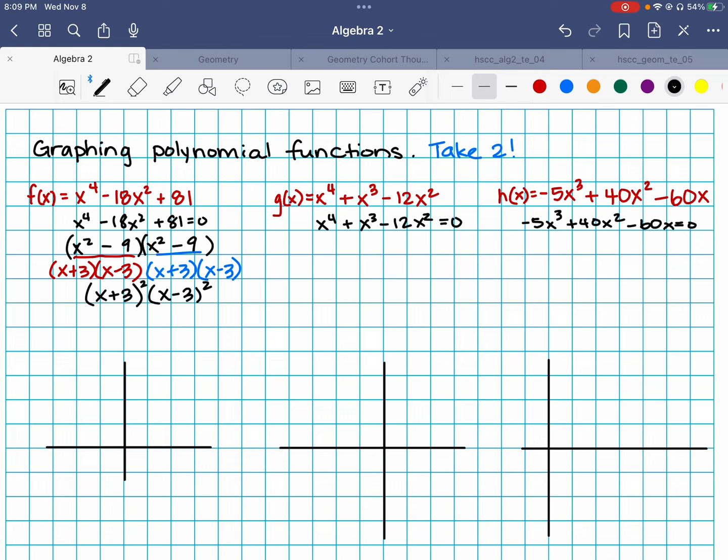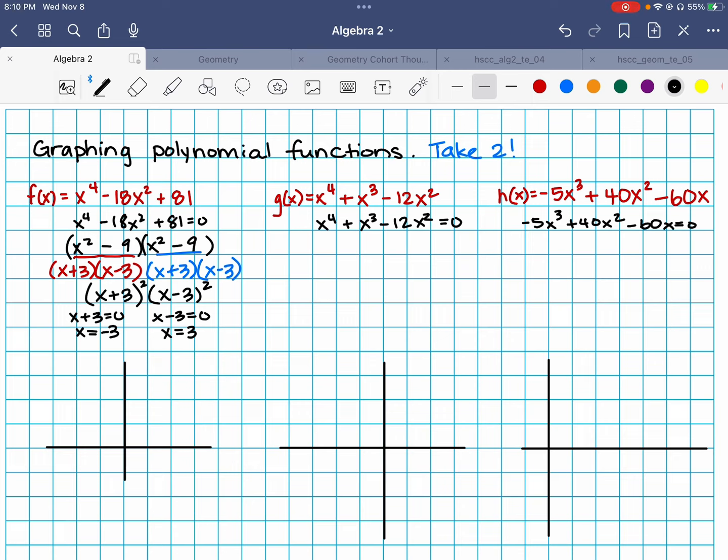And then now we're going to solve it. So we would go x plus 3 is equal to 0 and x minus 3 is equal to 0. We don't worry about the power of 2. It just means it happens twice. So we have x equals negative 3, subtracting 3 from both sides, and x equals positive 3, adding 3 to both sides. All right, let's try this again on the second polynomial.